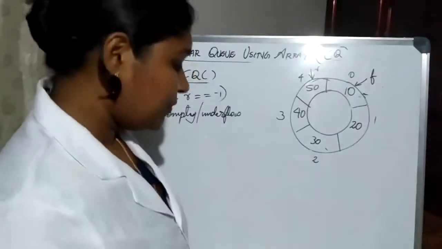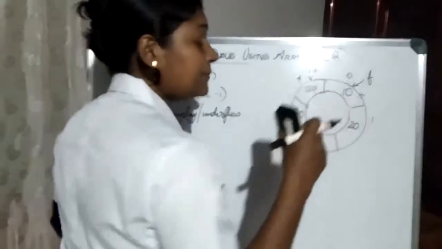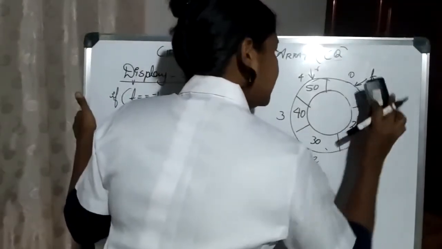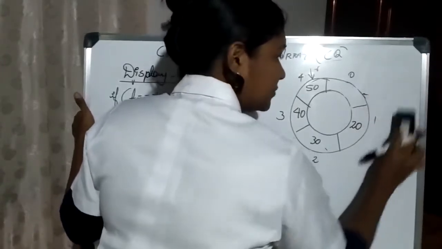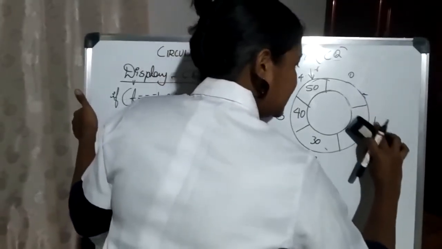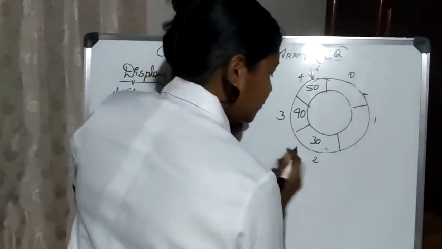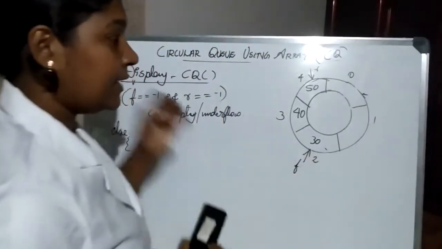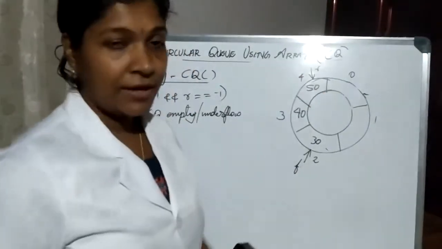Okay, so I'll show you one more condition. Suppose I'm dequeuing two elements. Dequeuing means I deleted 10, so F moved to the next location. I deleted 20, so F moved to position 2. Understood, right? Right now, front is here and rear is here.